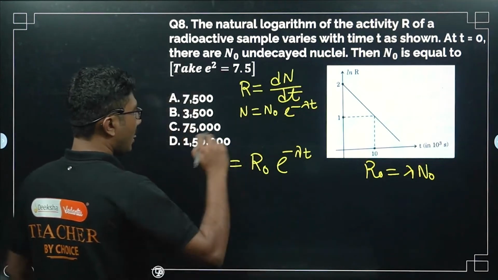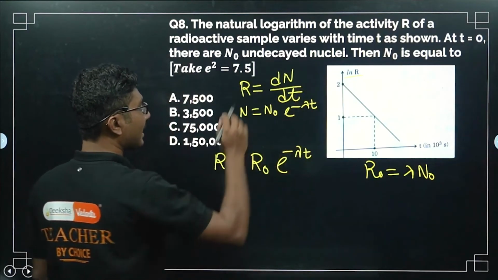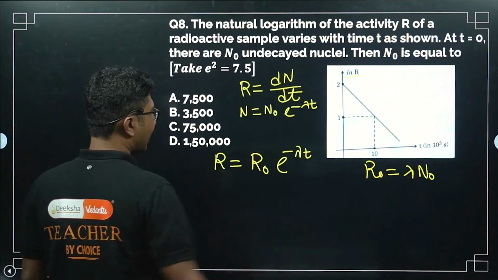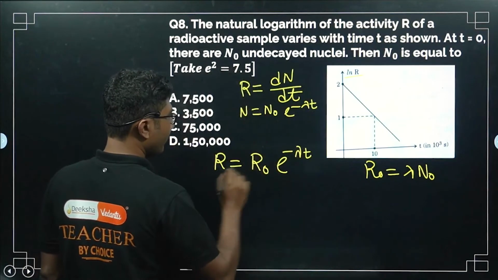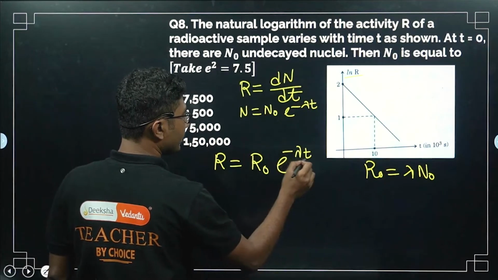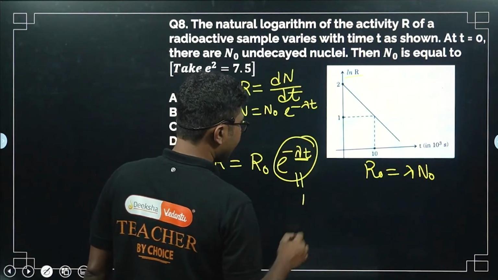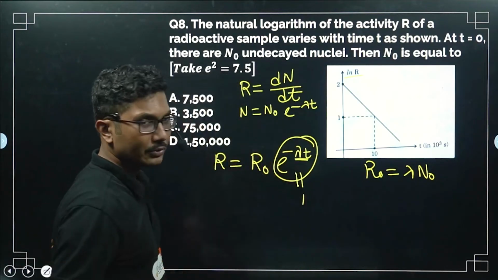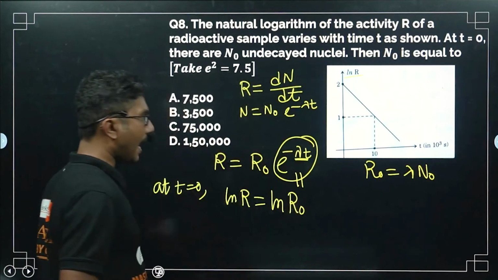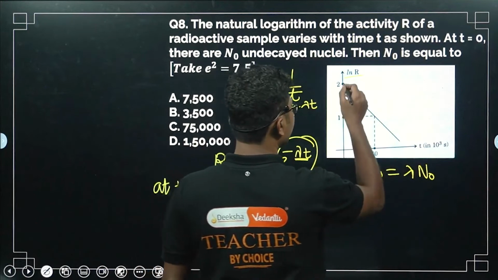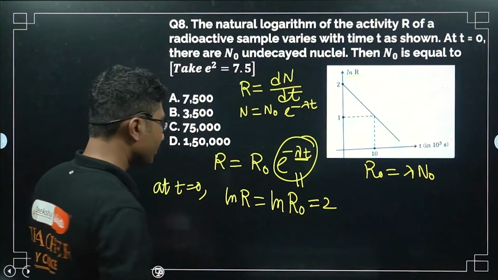Now what is given is ln R. Remember that ln R is given, not R. So at t equals 0, when you put t equals 0 here, this term becomes 1, right? e to the power 0, any number to the power 0 is 1. And it is given that at t equals 0, that value is equal to 2.